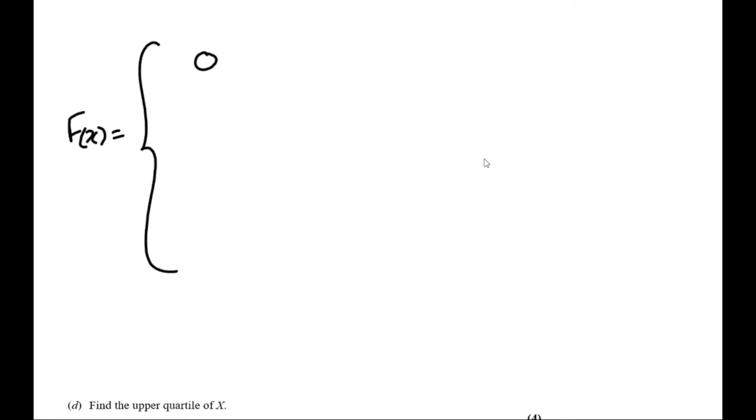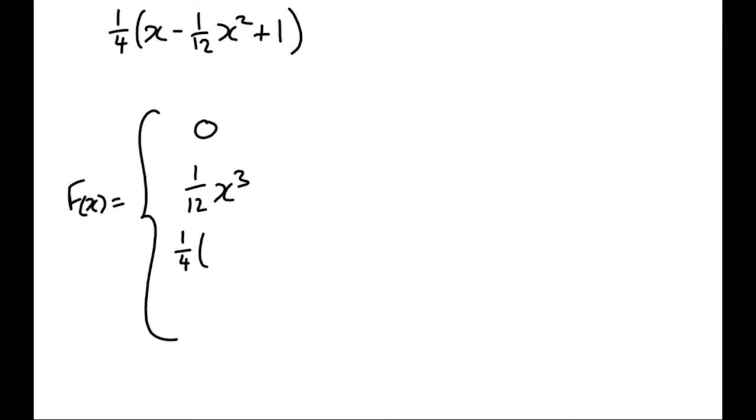All that's left is for me to write it all in the necessary form. So the cumulative function of x, since my PDF had 3 rows, the cumulative distribution function is going to have 4. The first one will always be 0. The second one we found to be 1/12 of x cubed. Third one, in all its glory, is 1/4 x minus 1/12 of x squared plus 1. And the last row will always be 1.